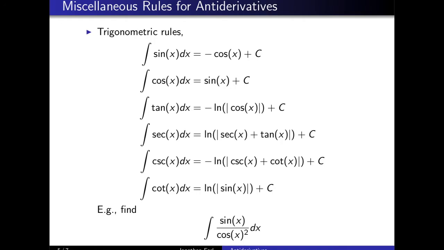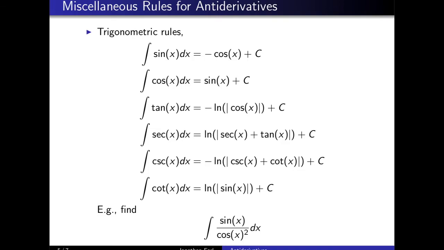If we're looking for the antiderivative of sine over cosine squared, we don't really have any tools that we've seen so far that are going to be of any use here. And it's not something clear from the six I have listed here.